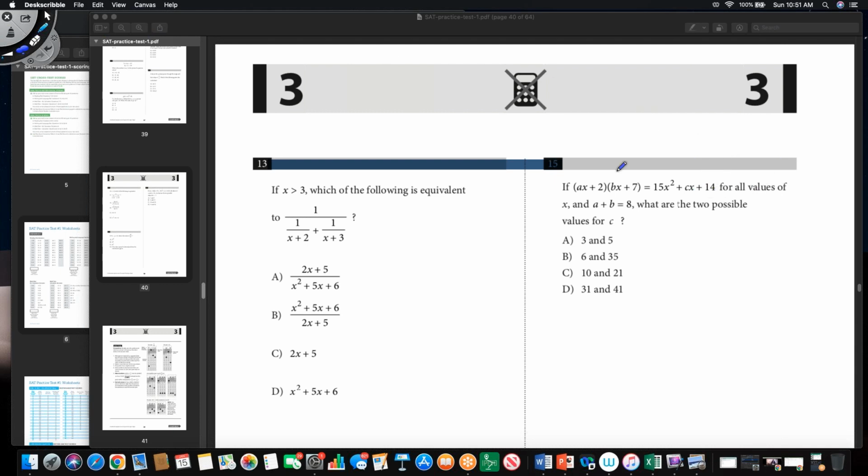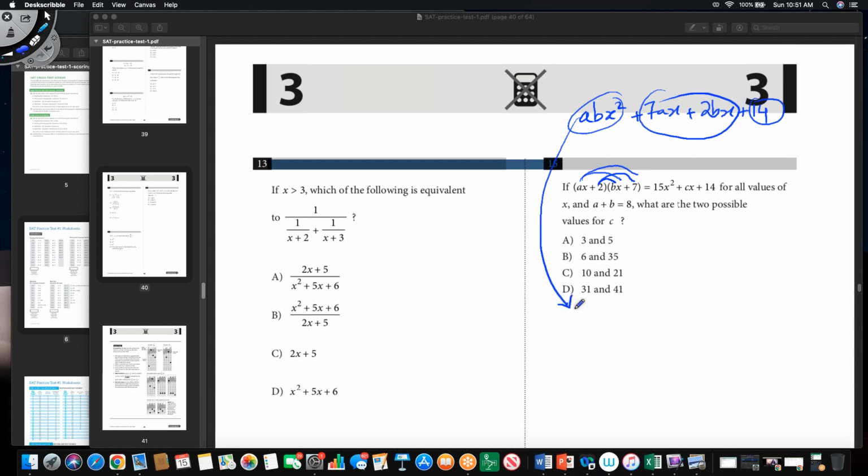So the first thing we'll do with the left hand side is distribute, and this will become ax times bx. So that's abx squared, and then 7ax, and then we need to distribute 2 times bx, and then 2 times 7, 14. And then you have to collect the like terms: x squared terms together, x terms together, and the constants together. So what do we get?